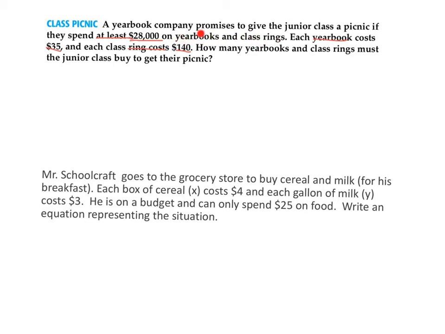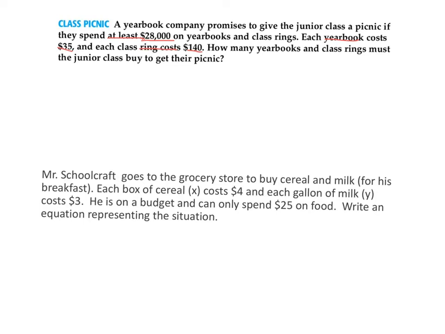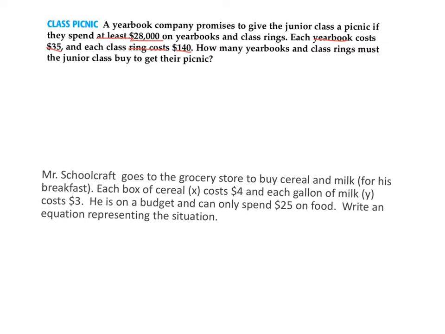So the amount that they spent on yearbooks, we'll find that by taking the cost of the yearbooks and multiplying it by how many yearbooks were bought. And we do not know how many yearbooks were sold, so we are just going to call it y. So it's $35 each, that's 35 times y. And then we're going to do the same thing with class rings. We don't know how many class rings were actually bought. We'll call that r. But they are $140 each, so we're going to say 140 times r.